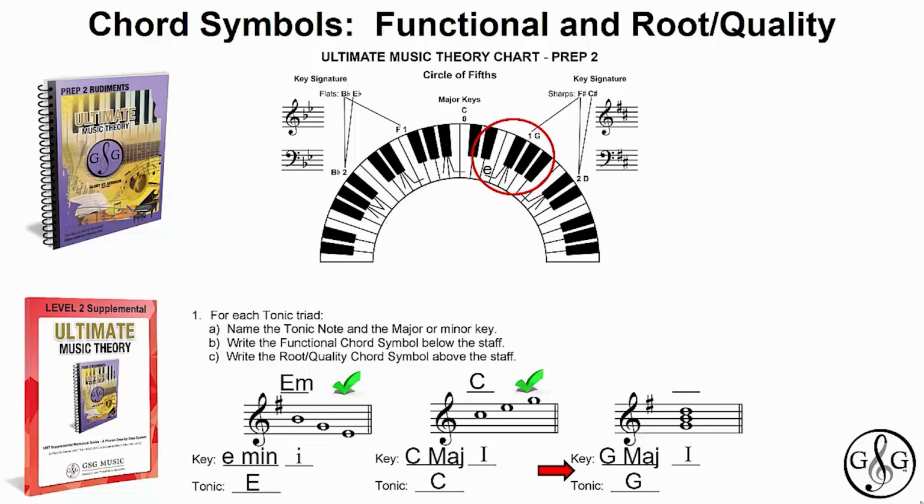Write the root quality chord symbol above the staff. So the root is G, and it is major, so we're not going to add an m or anything else. It's simply G, major, so that is the root quality chord symbol above the staff.